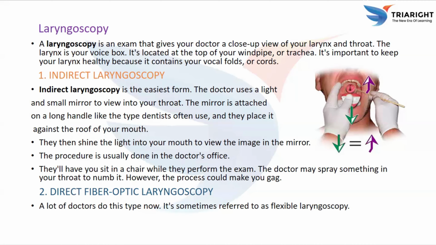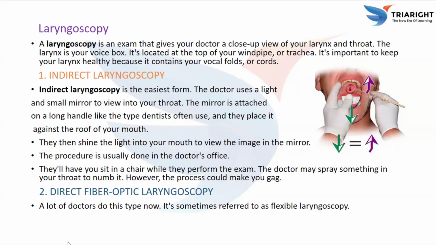Where is it performed? It is usually performed in the doctor's office, so no operating room is needed. And the patient experience is that they may spray a local anesthetic to numb the throat. It can trigger a gag reflex. So what can be done with indirect laryngoscopy? Diagnostic viewing, and minor procedures such as biopsy, foreign body removal, lesion removal and vocal cord injection. The CPT code range for indirect laryngoscopy is 31505 to 31513.